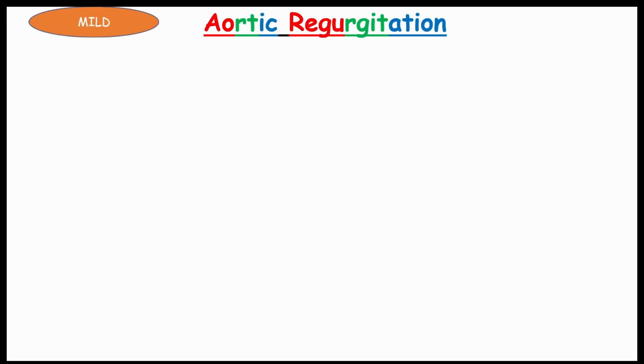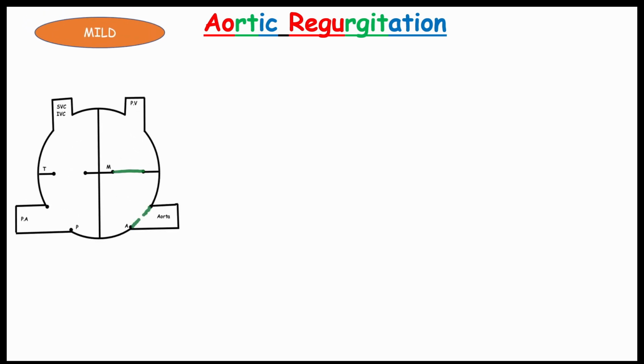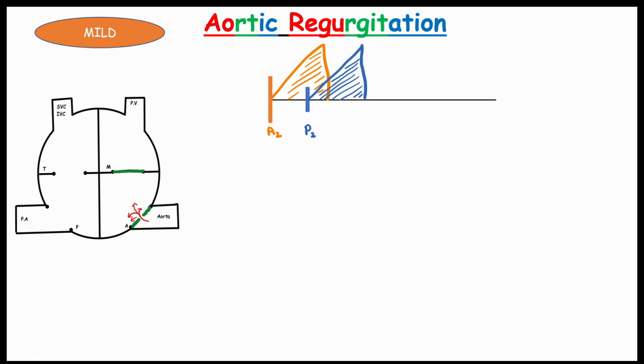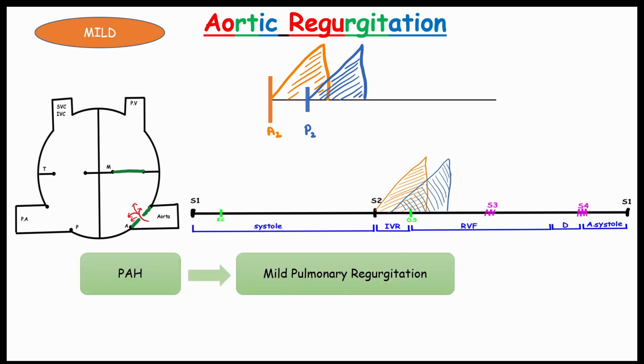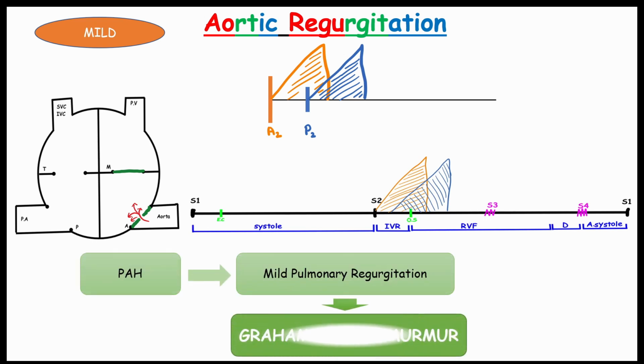We have seen severe aortic regurgitation. Let's see mild aortic regurgitation. We said mild, so it is obviously less backflow of the blood, which means a smaller murmur. From our previous video, you know about the time lag between each valve closure. During mild aortic regurgitation, we will hear an early diastolic murmur. In case of mild pulmonary regurgitation, we will hear the same early diastolic murmur, but it starts from P2. I will show in this picture. If the mild pulmonary regurgitation is caused by pulmonary hypertension, it is called Graham Steell murmur.